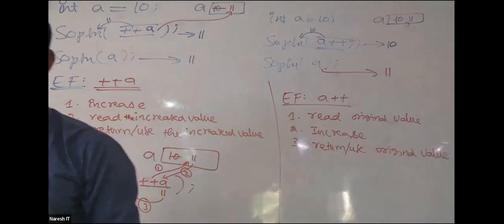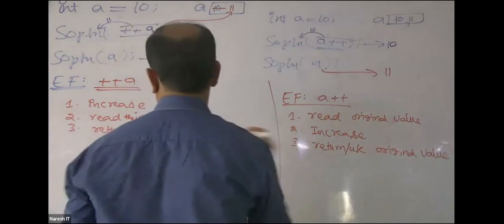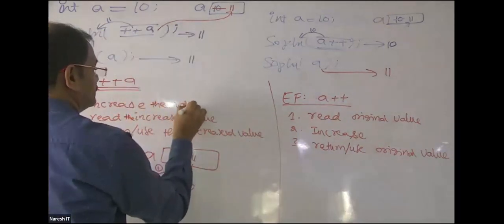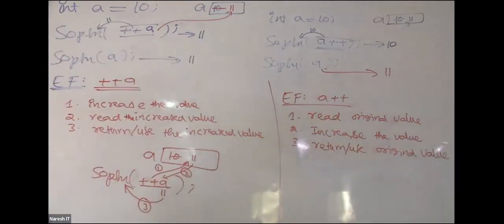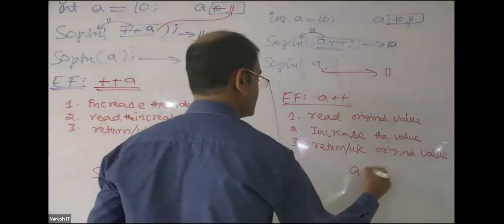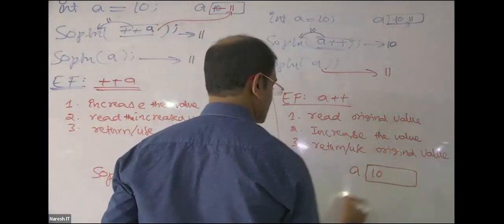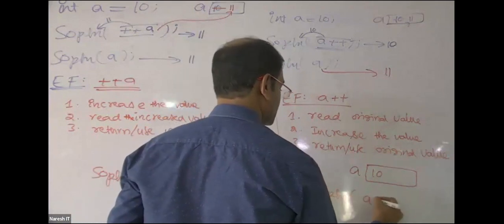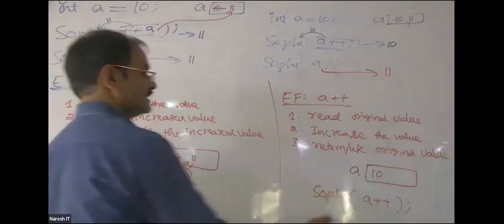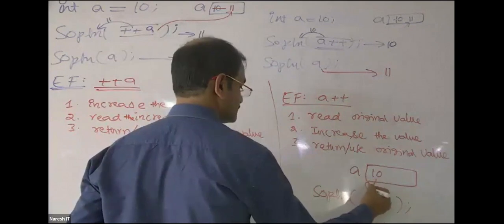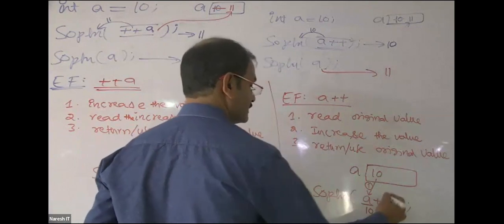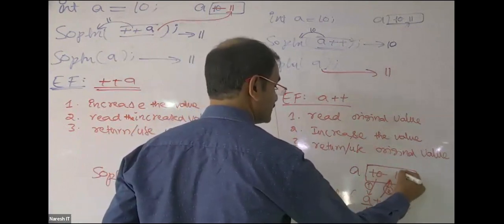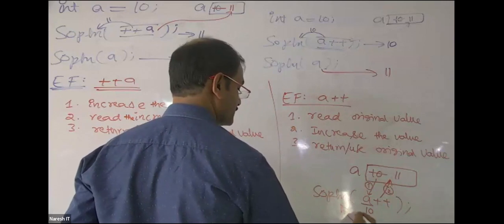Read the original value, increase the value, then return or use the original value. Draw the memory yourself. A memory is created with value 10. System.out.println A plus plus. Since A has come, first read it. First step: read and substitute what here? 10. Then increase, second step. 10 is replaced with 11. Third step, return 10.